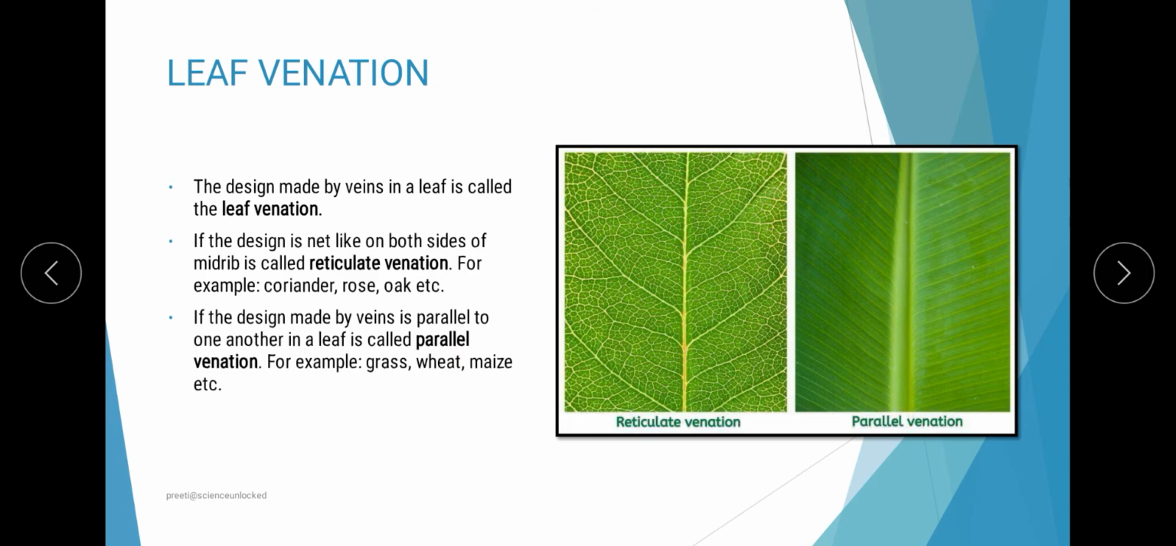So when we talk about parallel venation, most of the time it is observed in smaller plants. On the other hand, reticulate venation is observed in plants which are a little bit more advanced as compared to the category which has the other type of venation.